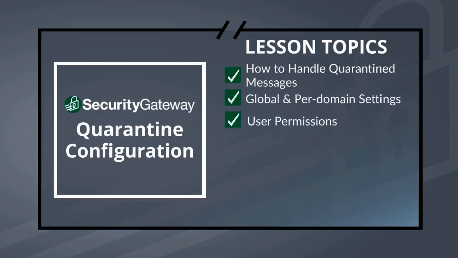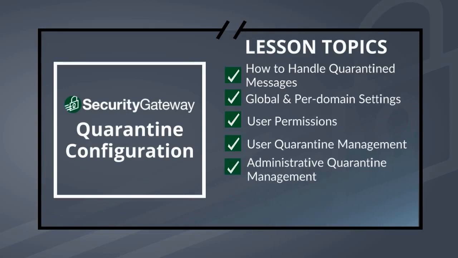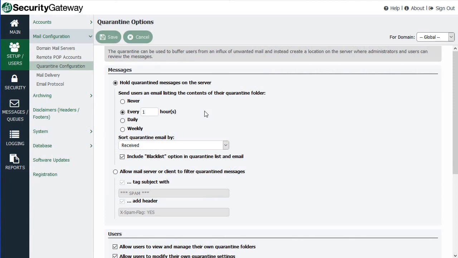User permissions, including whether to allow users to view and manage their own quarantine folders or to allow users to manage their own quarantine settings. We'll show an example of the user quarantine, including the message listing with options to release messages from the quarantine, delete them, or mark them as spam or non-spam. And then we'll discuss the administrative quarantine and the administrative quarantine summary email message that can be sent to administrators at regular intervals.